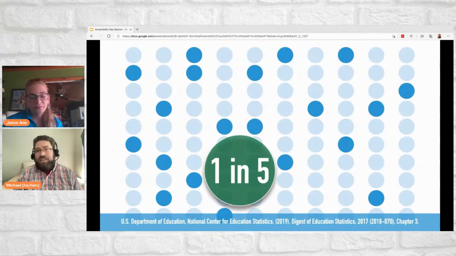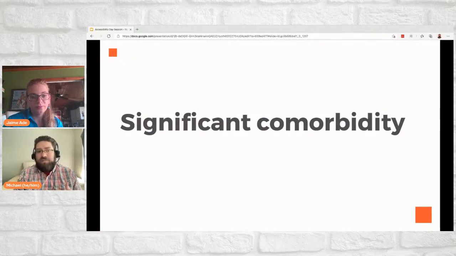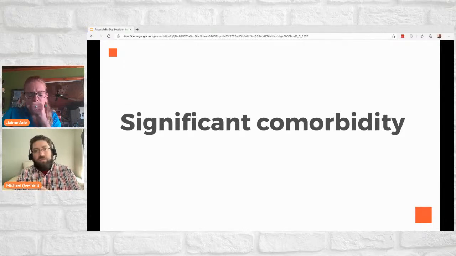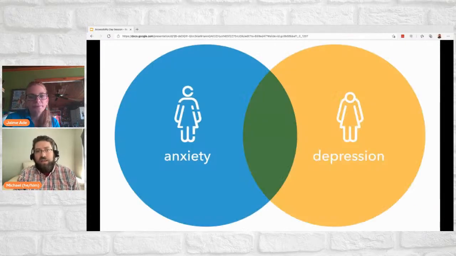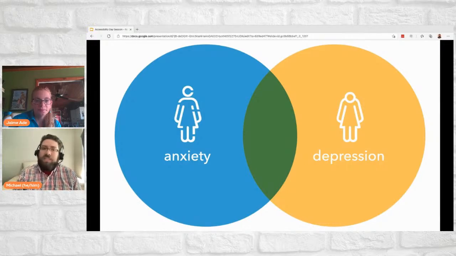And not only that, these learners suffer from something, it's basically just a medical term called significant comorbidity. And that means that usually when you are dealing with one condition, you are almost always dealing with a secondary condition or multiple secondary conditions as well, which is why very often when you have students who are diagnosed with anxiety or generalized anxiety disorder, as an example, they very frequently suffer from depression as well. Another common comorbidity is ADHD and anxiety.